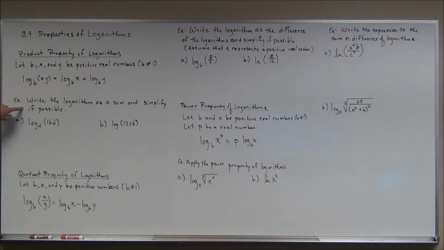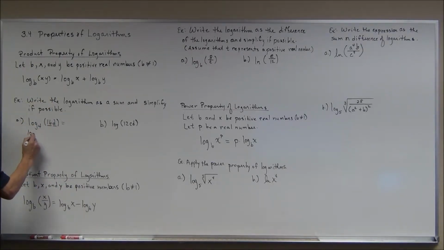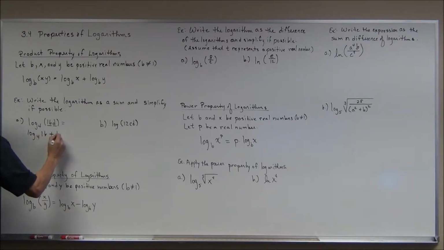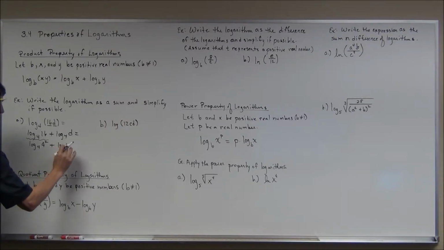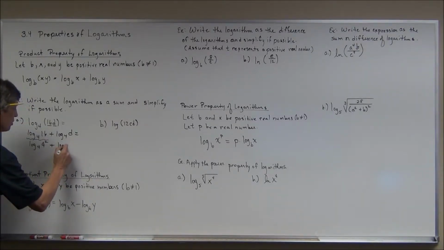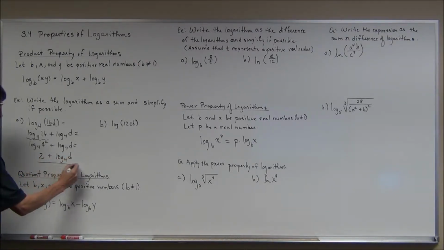Write the logarithm as a sum and simplify if possible. So using this property, do you see the two factors, the x and the y? I'm going to break this apart to log base 4 of 16 plus log base 4 of d. Now, it says simplify if possible. That's right here, because 16 can be thought of as 4 to the second power. And log base 4 of 4 to the second power, from the basic properties of logarithms that we discussed already, is 2 plus the log base 4 of d. And that would be my answer.